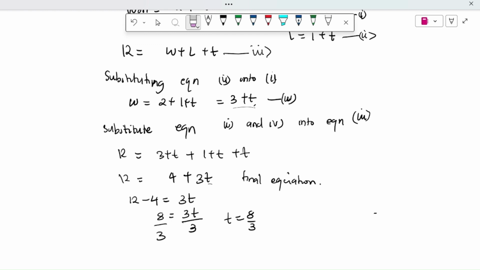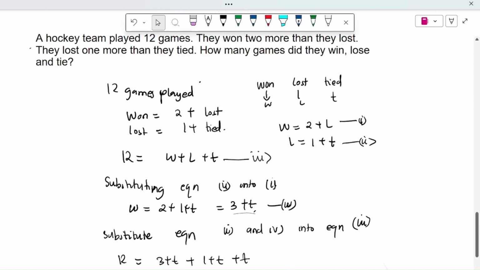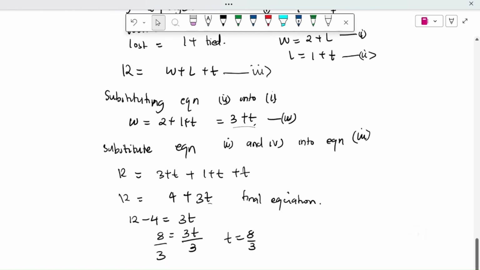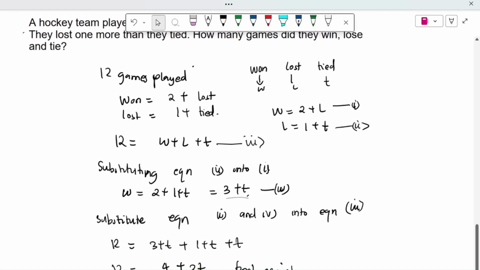So this is the value, which cannot be true because the value itself is supposed to be a whole number. You cannot get a fraction of games. So the equation would say it's impossible, but we are mathematicians. We have to find how many to get the value to be correct, to get the value to be 12.